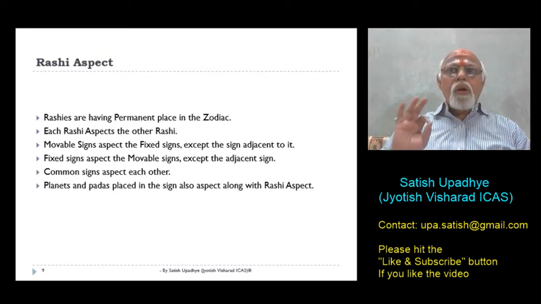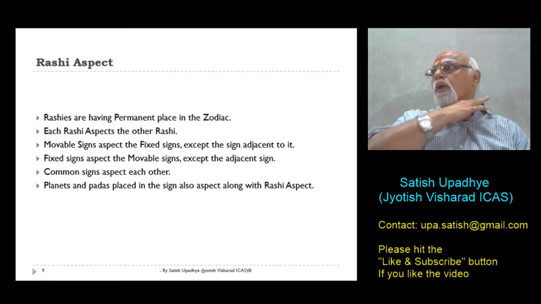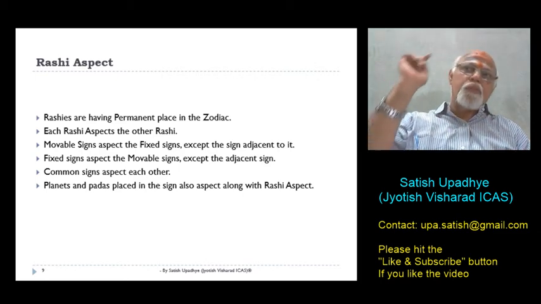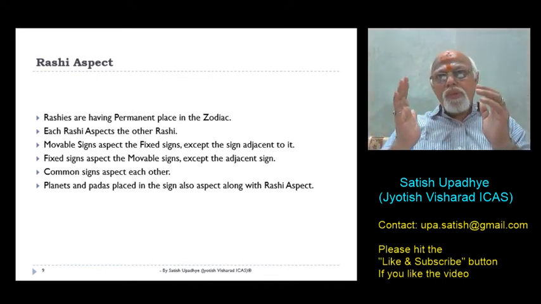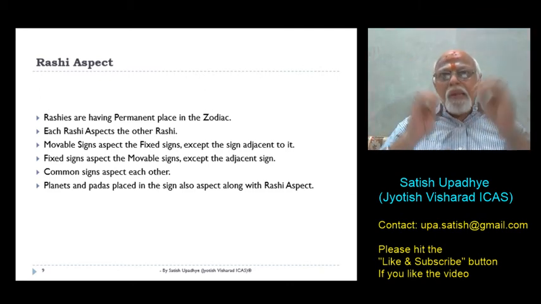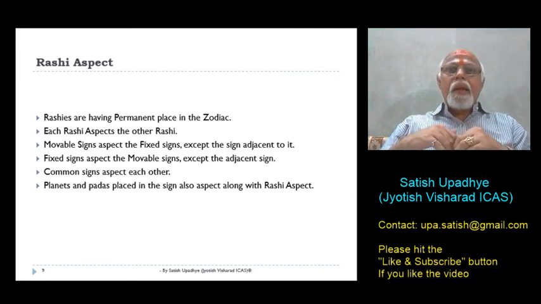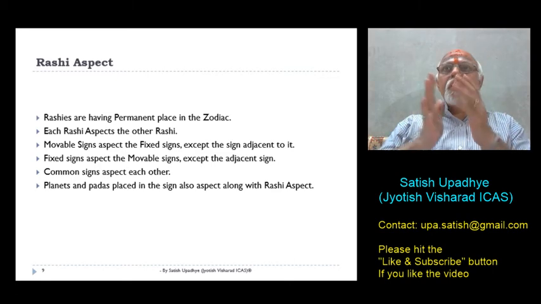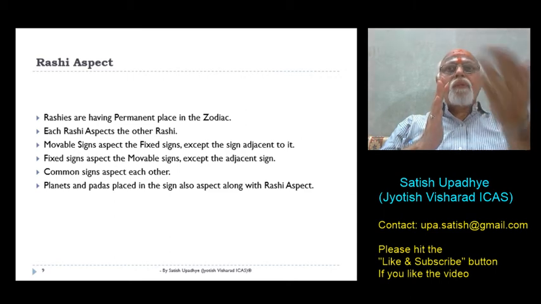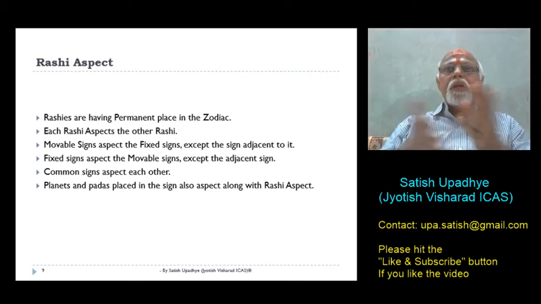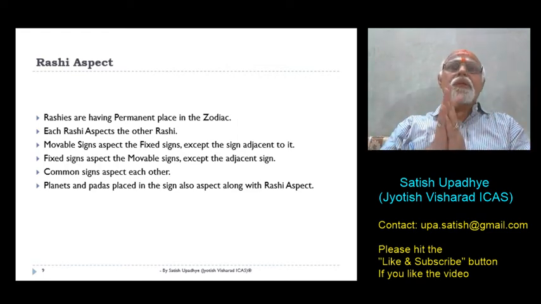The important point is that in the case of planetary aspects, the planets aspect the other planets and the Rashis, whereas in Rashi aspects, all Rashis aspect the other Rashis. Therefore, by virtue of the planets being placed in that particular Rashi, they also aspect the other Rashis. For example, if Jupiter is placed in Mesh Rashi, then it will aspect the fixed Rashis. When Mesh is aspecting the fixed Rashi, Jupiter is also aspecting the fixed Rashi.